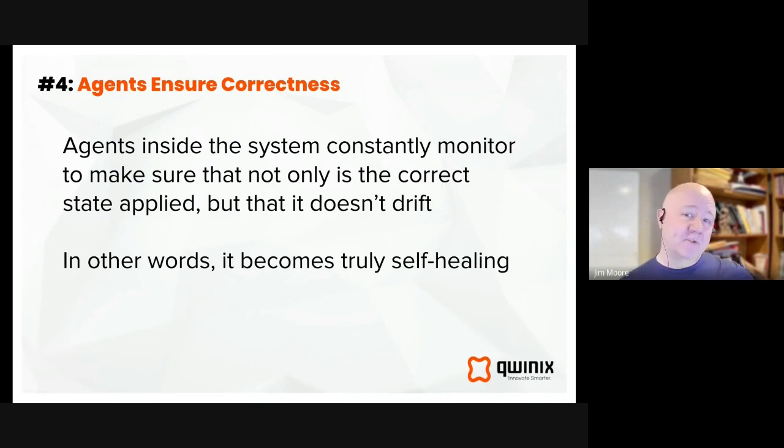And then the last one is agents ensure the correctness. So agents inside the system, inside your VPC and that kind of thing, constantly monitor to make sure that it's not only in the correct state that has been applied, but it doesn't drift, which is a problem that a lot of the prior systems had, where, like, somebody SSH'd into a machine or just over time systems entropy as well, and therefore they would drift from the desired state from what you had originally applied to that system.